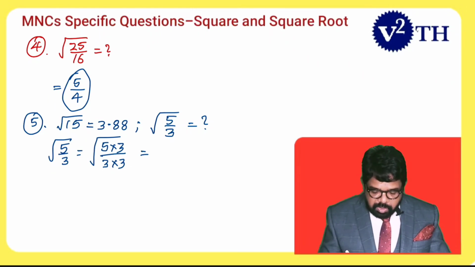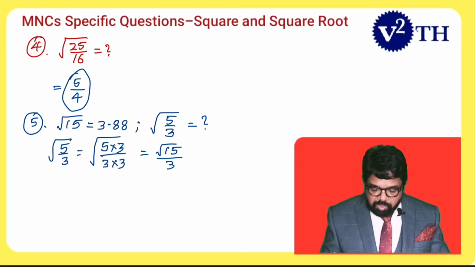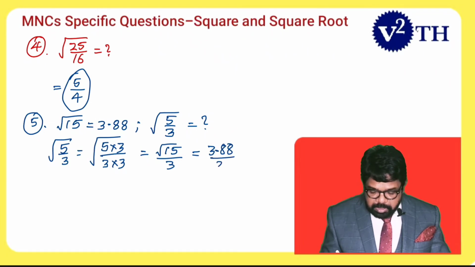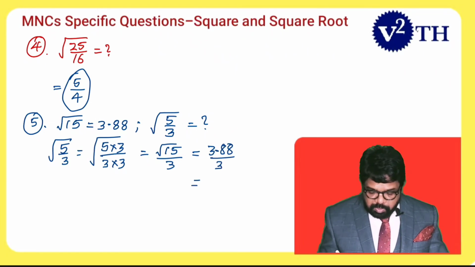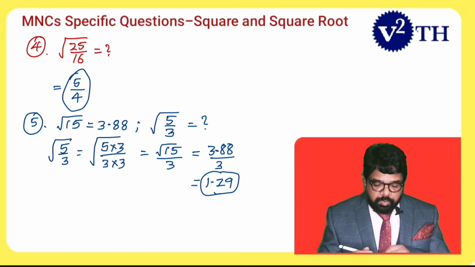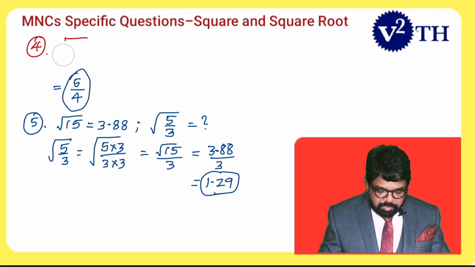Now this can be written as root 15 by root 3 into root 3, which is root 3 squared. Square and root get cancelled, we get 3. So root 15 by 3. What is root 15? It is given, 3.88 by 3. So what is its value now? 3 1s are 3, now 3 2s are 6, 3 9s are 27, approximately 1.29 is the answer. Understood, all of you? One more question I will discuss with you.